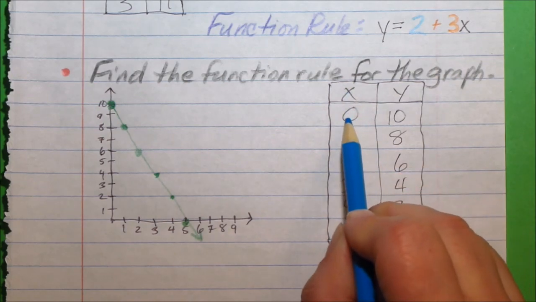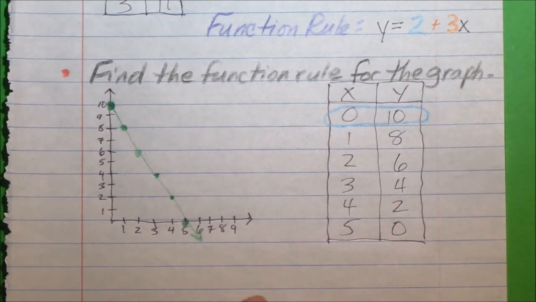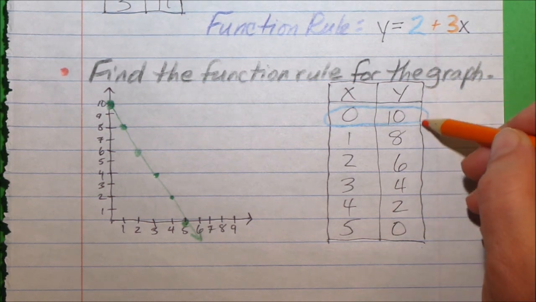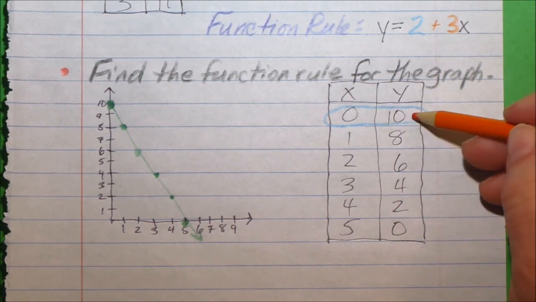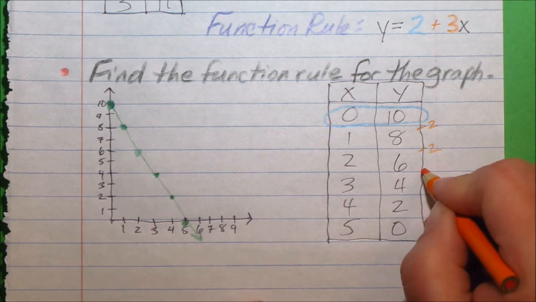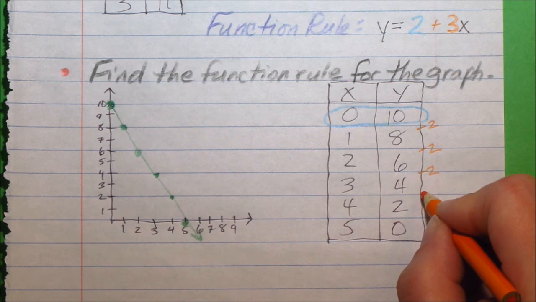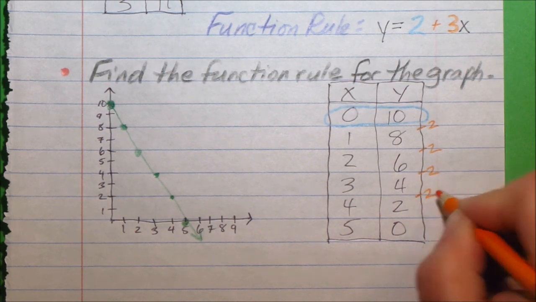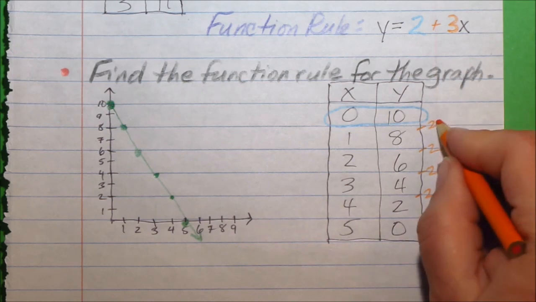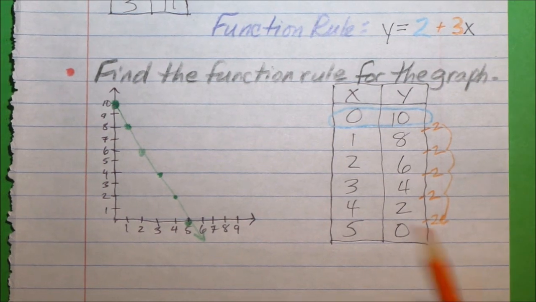Well, where X is 0, Y is the start value, correct? And then I have to identify what's the rate of change. All right, so it looks like they are decreasing, so it's going to be a negative number. And from 10 to 8, it's minus 2. From 8 to 6, it's minus 2. From 6 to 4, it's minus 2. From 4 to 2, it's minus 2. And from 2 to 0, it's minus 2. So every time it's going down by 2. So my start value is 10, and my rate of change is negative 2.